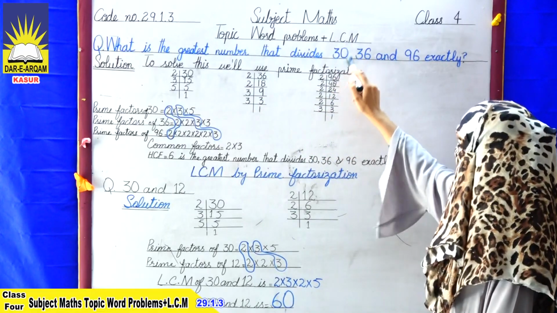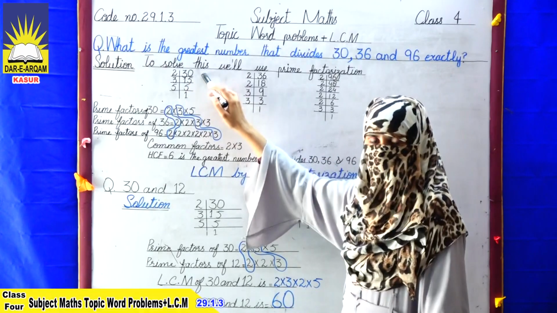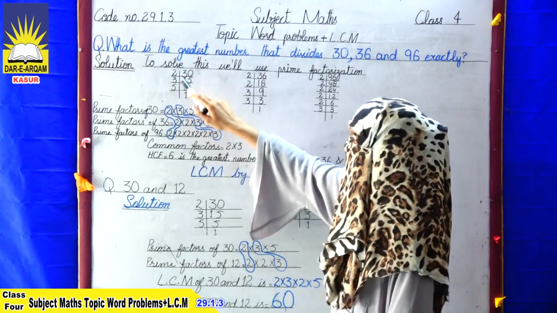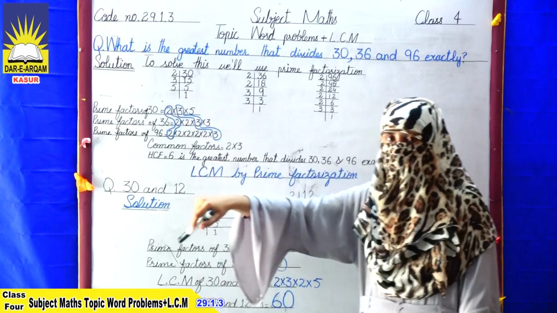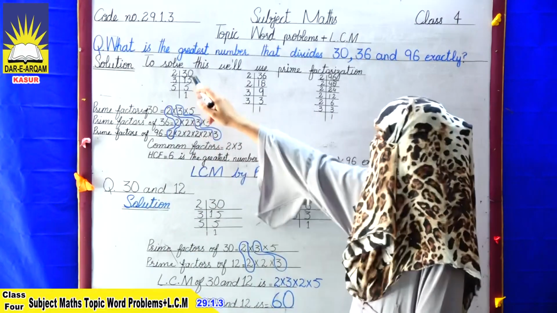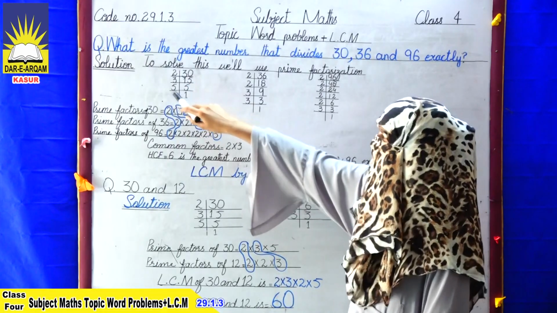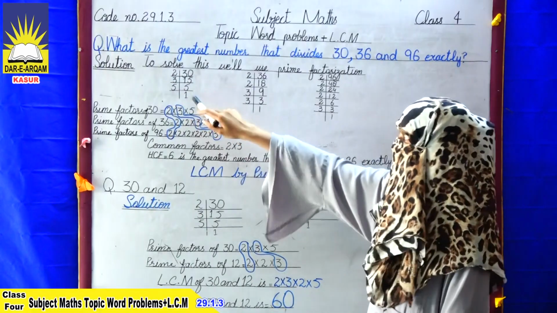First of all, we will take 30. 30 is an even number. All even numbers are divided by 2. 2 ones are 2. 2 fives are 10. Now 15 is an odd number. Now we will think whose factors are 15. 3 and 5 are factors of 15. We will divide 15 by 3. 3 fives are 15. 5 ones are 5.